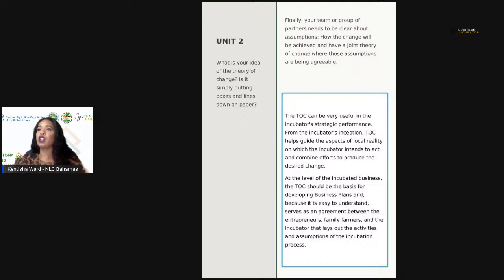Okay, so finally, your team or group of partners need to be clear about the assumptions within your theory of change, how the change will be achieved, and have a joint theory of change where those assumptions are agreeable. The theory of change can be very useful in the incubator's strategic performance for you who are applicants. It helps guide the aspects of local reality on which the incubator intends to act and combine efforts to produce a desired change for you who are the applicants.